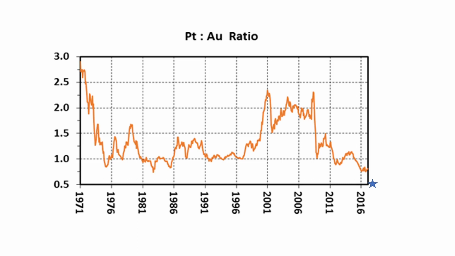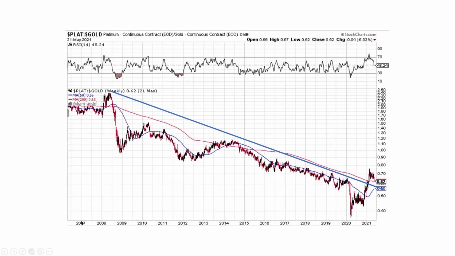I'm going to go to a real-time chart here, from 2007 to 2021. We've got the downtrend line, and it broke the downtrend line. Usually it then goes sideways or back tests, and that's what we're doing. Remember, these charts are weekly and take time. These things don't change overnight; they change over a decade or even longer. We broke the downtrend to the upside, which means platinum is starting to outperform gold.